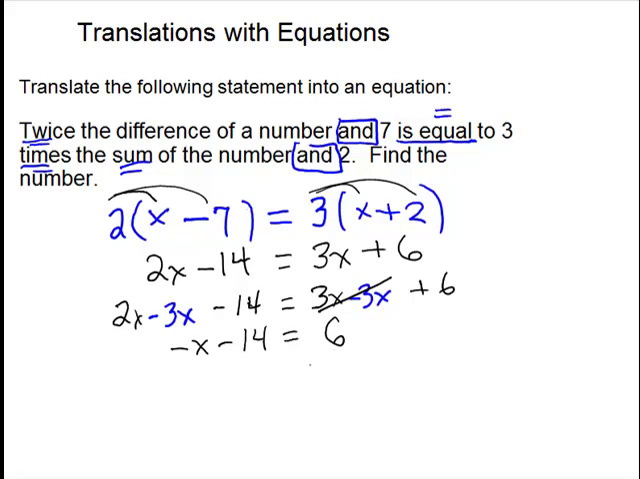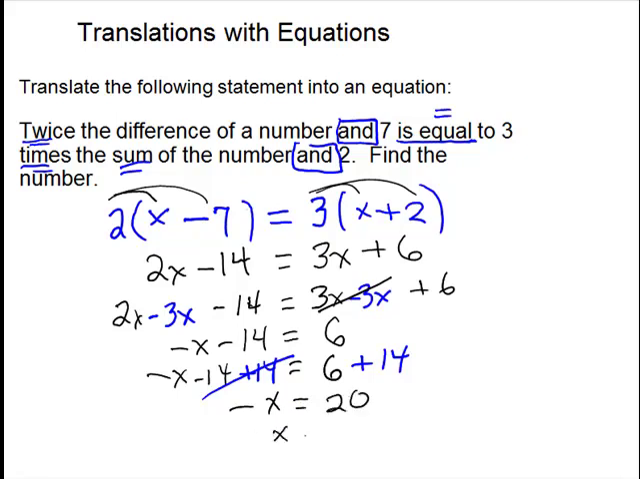Now work on the side with your variable. You need to get rid of that minus 14. So you're going to add a 14 to both sides. Clean up. So negative x equals 20. Divide out that negative 1, so you get x equals negative 20. So 2 answers. Your translation is 1 answer. And find the number. This is the other answer.